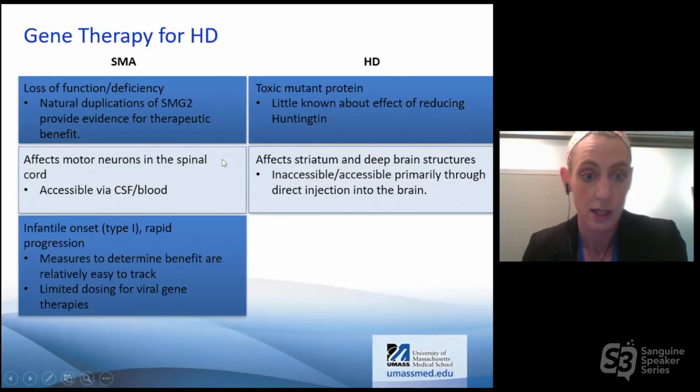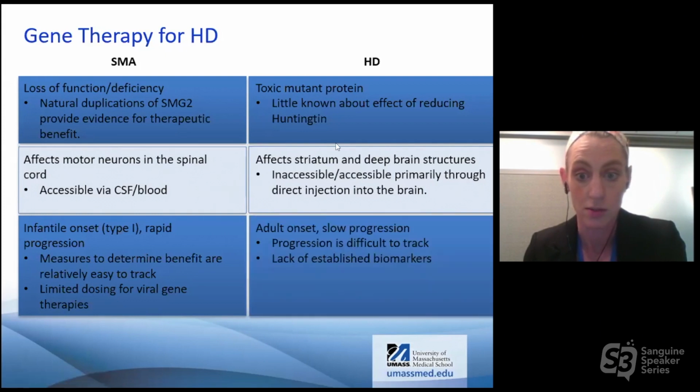SMA1 has an infantile onset, at least in type 1, and a rapid progression. Developmental milestones are really well known, so it's pretty easy to determine whether kids are reaching or losing those developmental milestones. It's relatively easy to track. And because they're children and they're smaller, the dosing is easier in young patients.